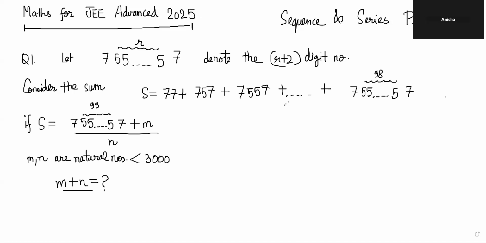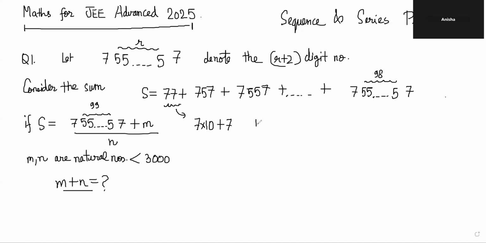Are you getting some kind of pattern? Yes, sir. I'm just confused about adding one of these parts. If we split it, it's like 70 plus 7, and then 700 plus 50 plus 7, and then 7,000 plus 550 plus 7, and so on. You should not write it like this. Don't split it like that. Don't say 70, say 7 into 10.